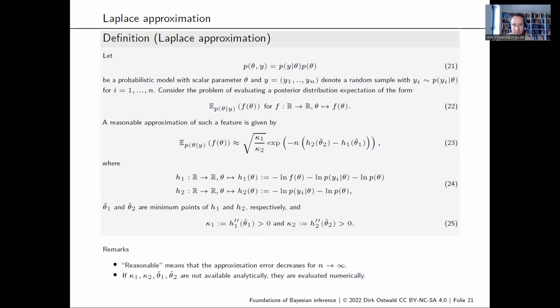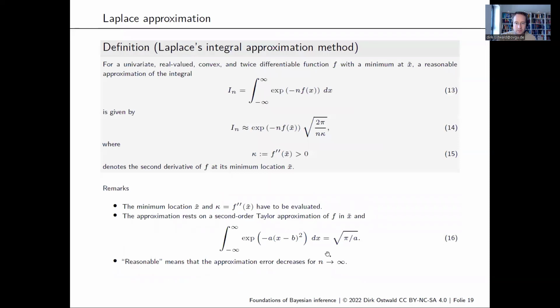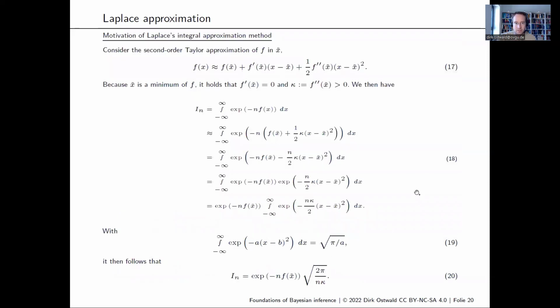The question is, of course, why? The result is, okay, we can use this formula to approximate this. Is this a good approximation? The answer is yes, if n is getting large. So for a lot of data, this approximation makes sense. And of course, the bigger question is, where do these formulas come from? Why is this working? That's explained a little bit around this slide here.